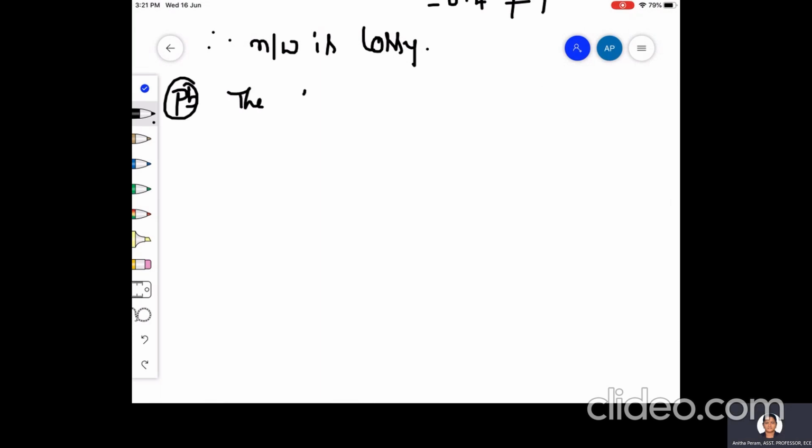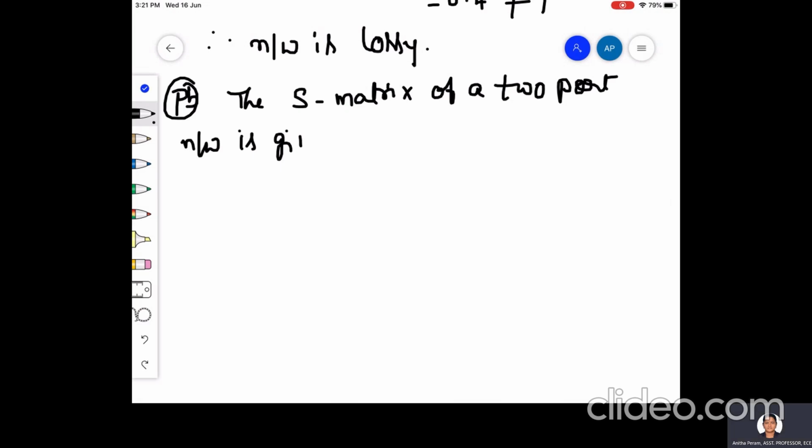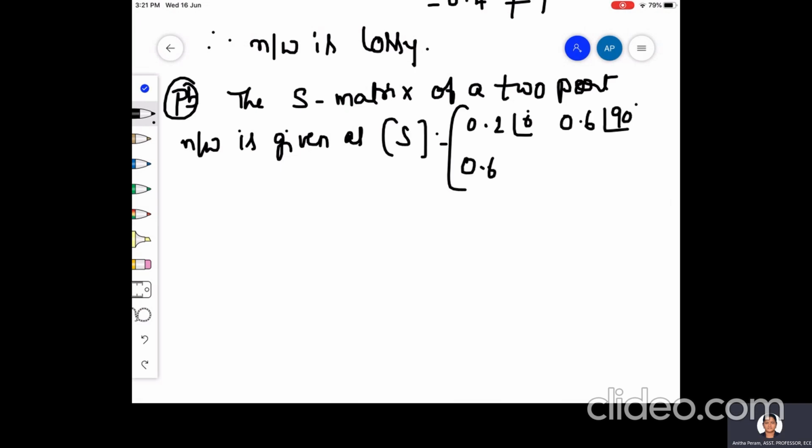the S matrix, which is given as an S matrix. Again, it is a two-port network, which means you have a 2 cross 2 S matrix. So they are specifying the values as 0.2 at an angle of 0, 0.6 at an angle of 90. Again, it is 0.6 at an angle of 90. This is 0.1 at an angle of 0 degrees.